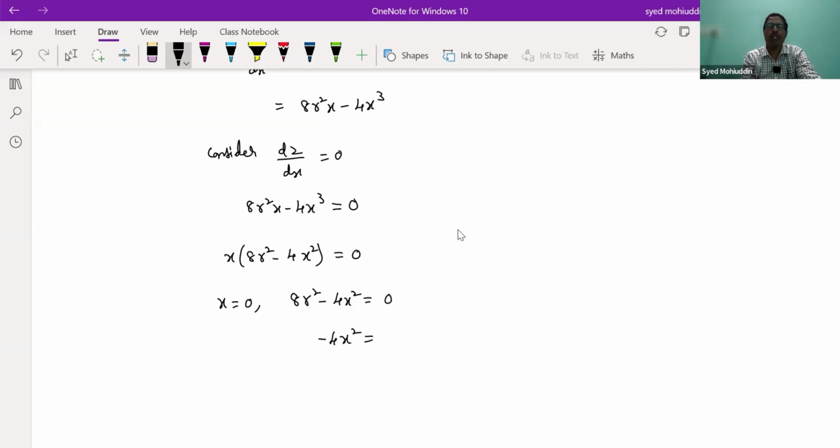Send this value of 8r square to the right hand side. 8r square, you're having plus 8r square. When this plus 8r square goes to the other side, it becomes minus 8r square. So x square will be minus 8r square. Cross multiply, that will give you divided by minus 4.